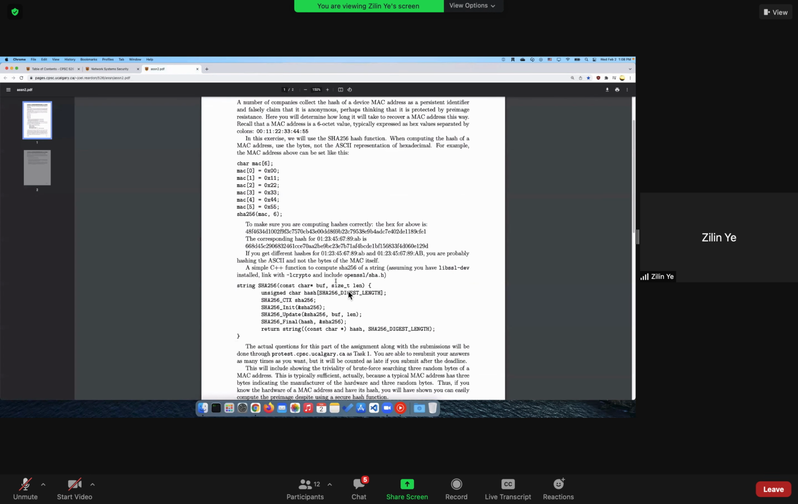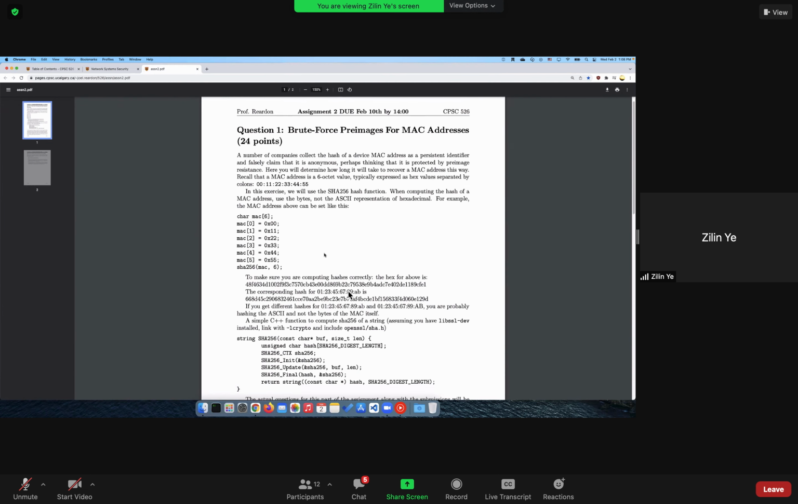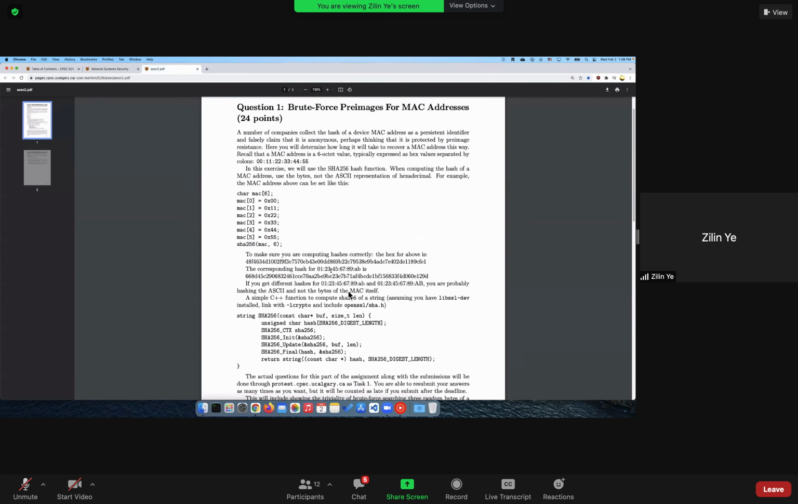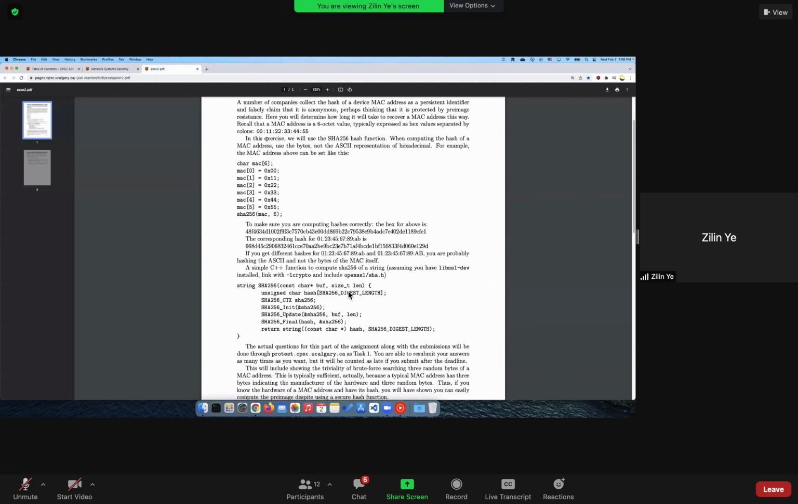I think you have the idea of how this question should be solved, and on the protest, everyone gets a different question, so you have a different question set. That means you cannot simply copy and paste another solution, because you are doing different MAC addresses, and you are also provided with different hash values. So it's all right to reuse this code.